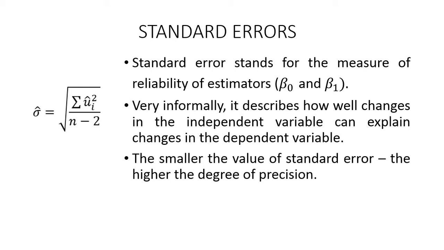So first of all, you take the sum of all the squared residuals, divide by n minus 2, where n stands for the number of observations, take the square root, and it will be equal to the value of standard error. So it's directly related to the value of residuals.